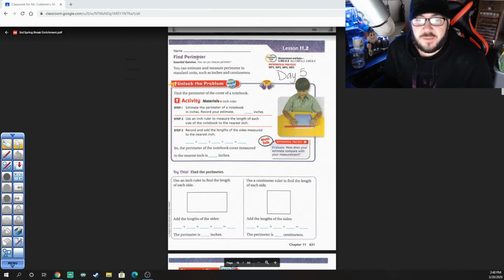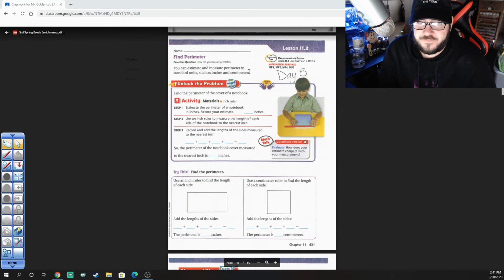So a quick explanation of what they wanted you to do in this lesson is to find perimeter. How can we measure perimeter? And we can estimate, measure perimeter in standard units such as inches and centimeters. Now, we have not done our lesson on measurement, but if you have a ruler at home or even a yardstick, most yardsticks and rulers have inches and centimeters on them, so you could use those rulers to help you with this lesson.